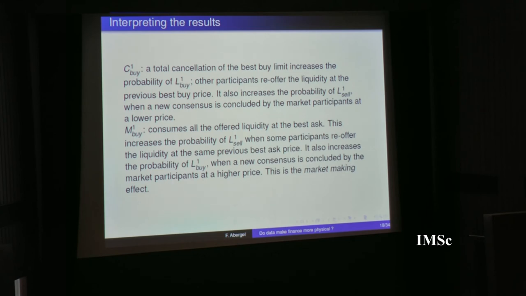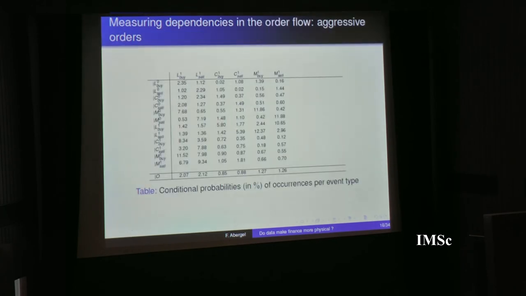Okay, so another effect of interest here is that when there is a buy order, or of course a sell order, that consumes all the existing liquidity, what you see is that new liquidity replenishing occurs. So it increases the probability of an L1 sell order and also of an L1 buy order. Let's look at this line here. M1 buy increases the occurrence of these two orders, L1 buy and sell. Normally they would occur 2% of the time. Here they occur almost 12 and 8% of the time.